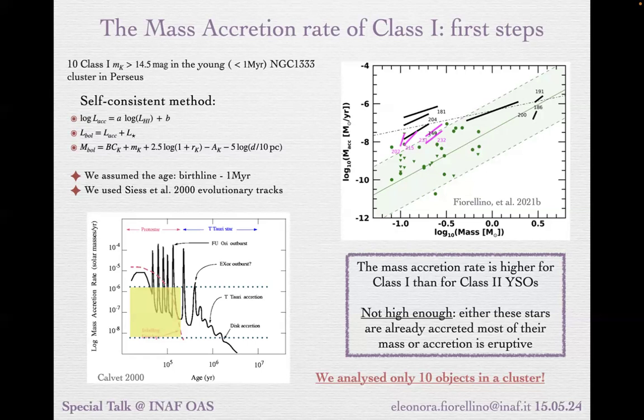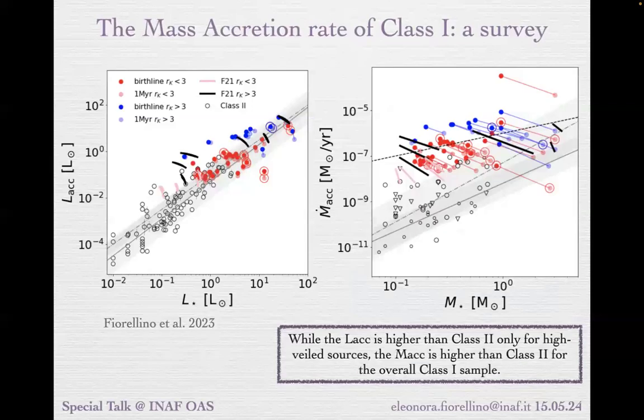So we should investigate this further. However, in this work, we observed only 10 objects in a single cluster in Perseus. So of course, this may not be general. And the next step was to generalize it.